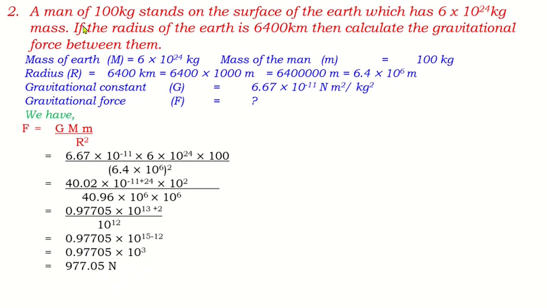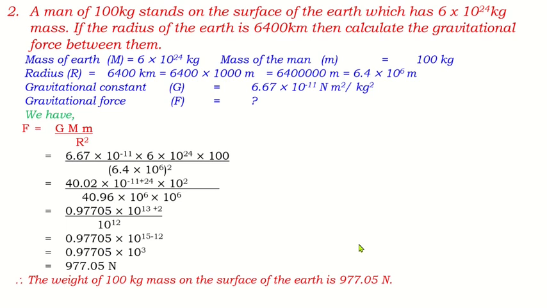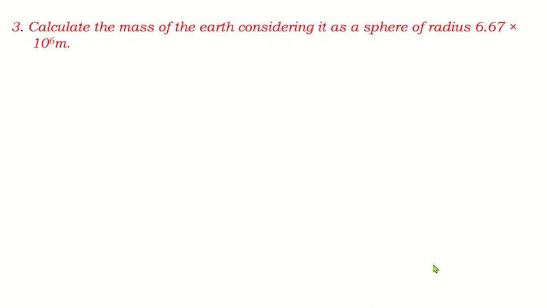I mean to say the weight of that man, or the gravitational force of the earth acting on that man, is 977.05 Newton. That's why we can write one sentence for this: therefore, the weight of a 100 kg mass on the surface of the earth is 977.05 Newton.